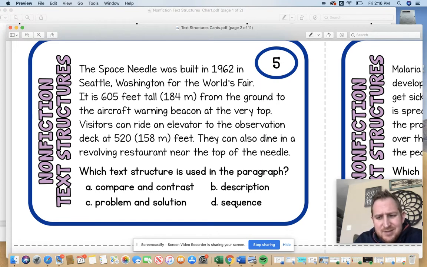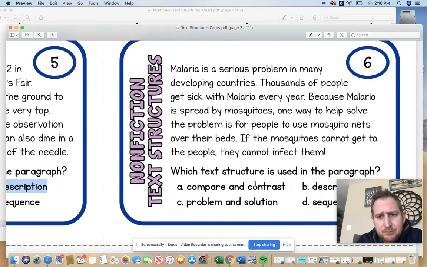Compare and contrast. Is there anything being compared here? Nope. Problem and solution, there's no problem. Sequence, it doesn't really go in a series of steps. So our correct answer here is description. It's simply describing the Space Needle in Seattle, Washington. Okay, simply description.